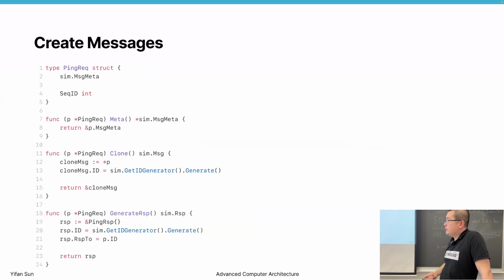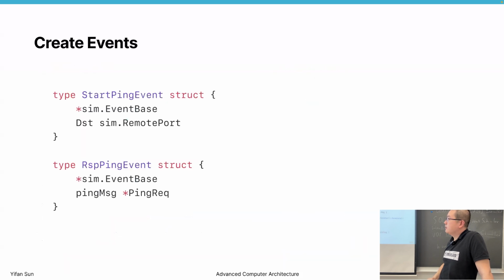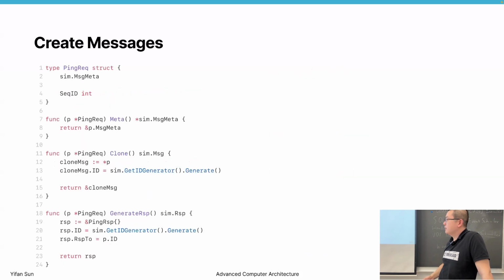So how to implement it is to create a message. Where's create event? Okay, create events is later. Let's create messages first. We create a ping message. We only need a message meta, right? Then we can associate any data we want with a message. Now here we only attach a sequence ID so that we know which one comes first. The return may be in a different order.